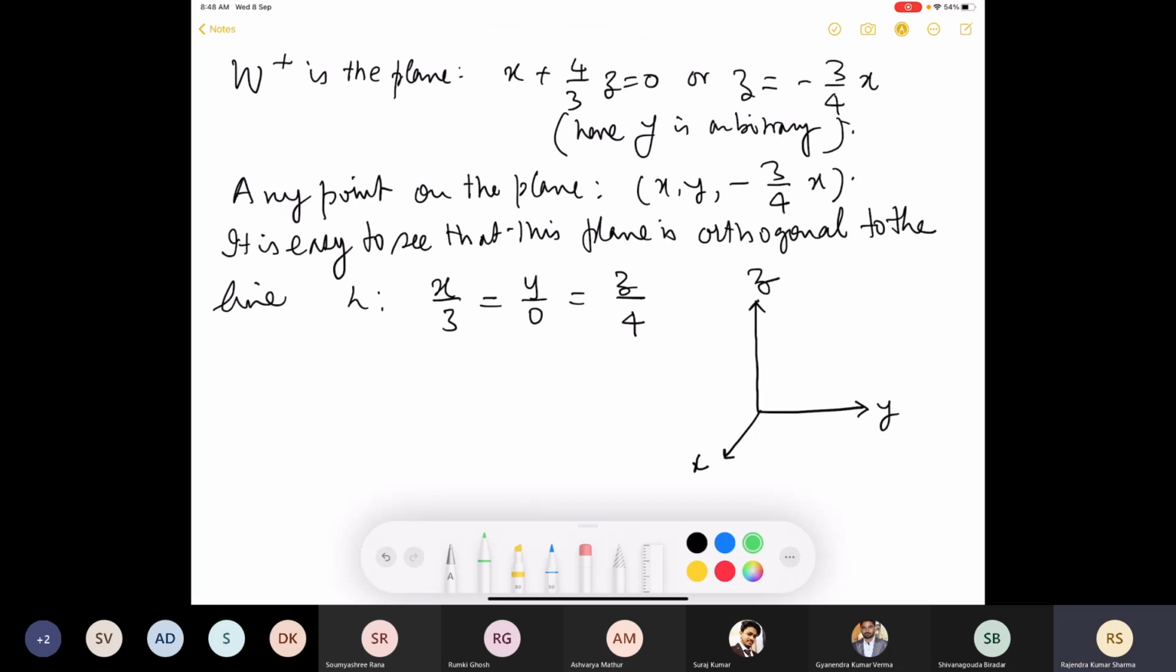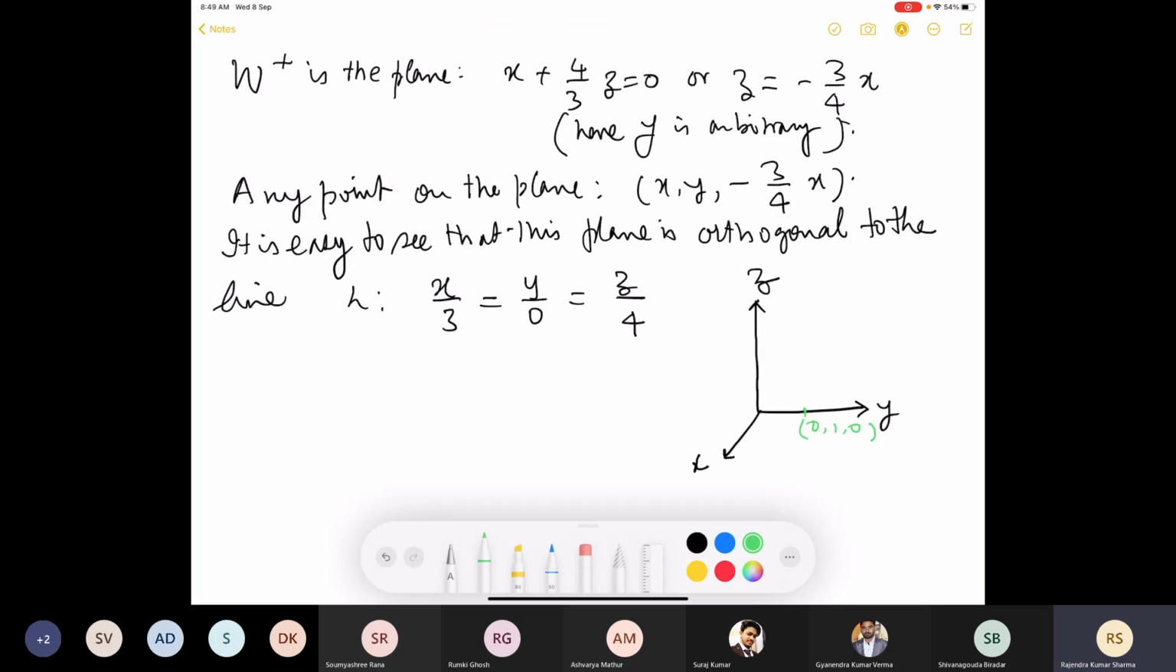So this is x, z is 0, and your x is 0. So this is on the y axis. So this will be the point 0, 1, 0, say for it. So this is one point. And the other point was that you had x is 1, and then y is 0, and z is minus 3 by 4.